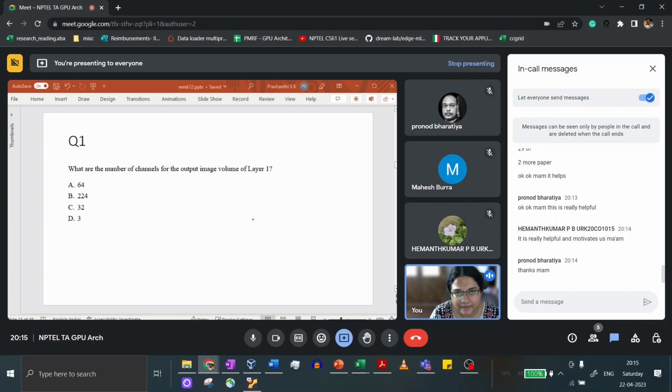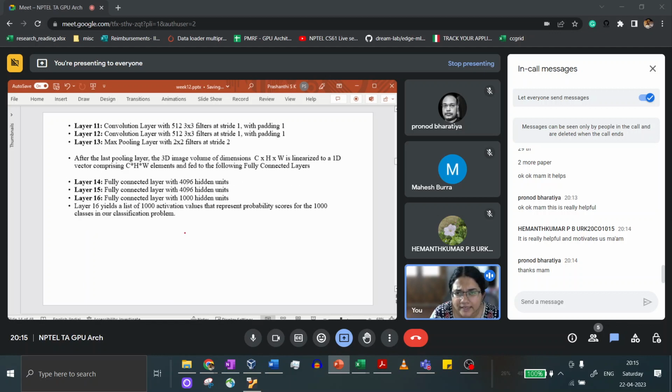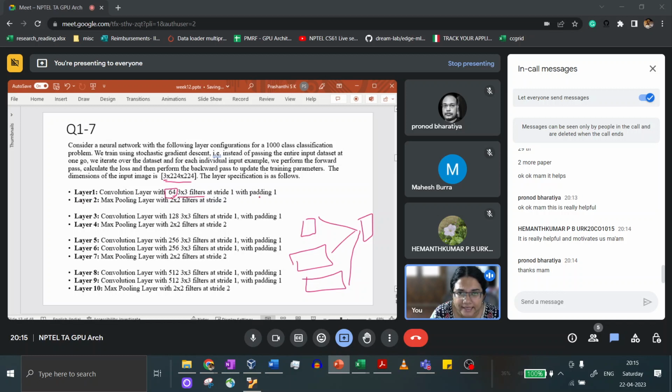Okay, with that, let's move to the next question. So we finished question 1. Okay, so what are the height and width of each image in the output image volume of layer 1? 227 cross 227, 221, 220, 224. So I'll again pause at layer 1 for a bit. This is layer 1. And then we'll go to the options and wait there for 2 minutes.